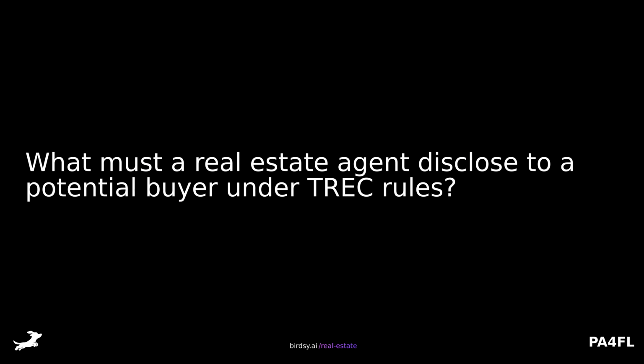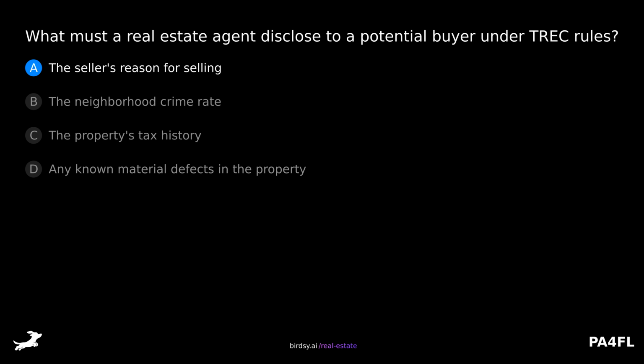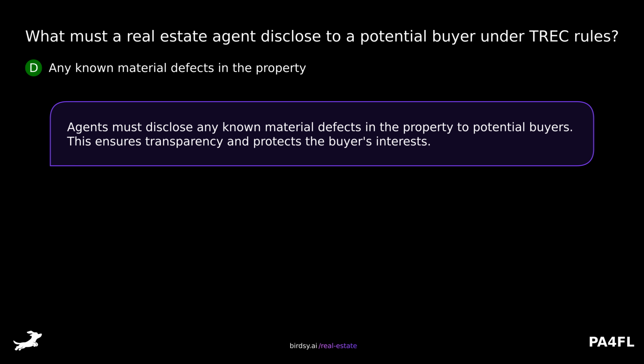What must a real estate agent disclose to a potential buyer under TREC rules? Is it A, the seller's reason for selling, B, the neighborhood crime rate, C, the property's tax history, or D, any known material defects in the property? The answer is D, any known material defects in the property. Agents must disclose any known material defects in the property to potential buyers. This ensures transparency and protects the buyer's interests.